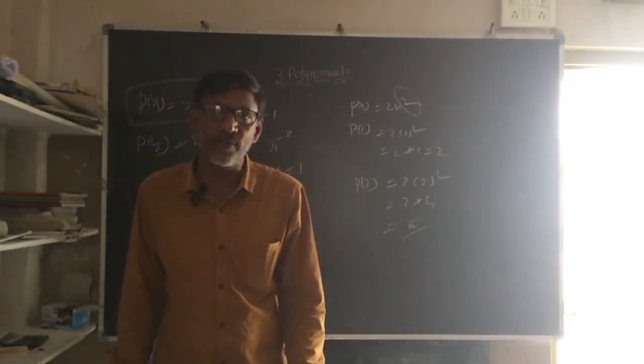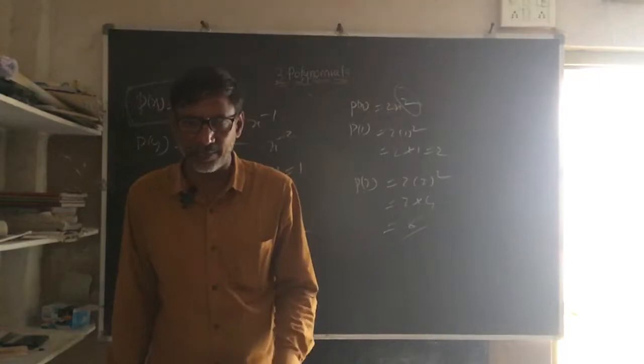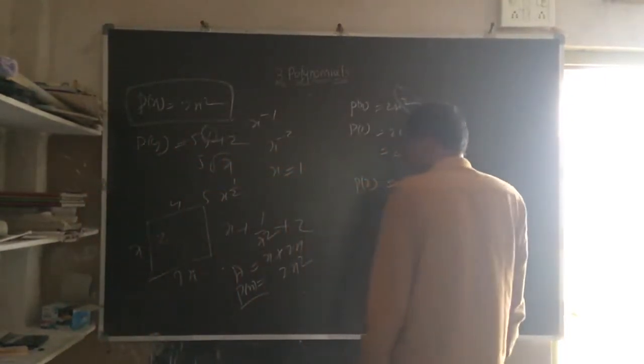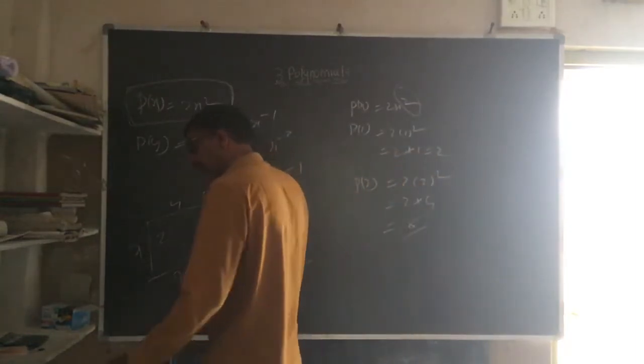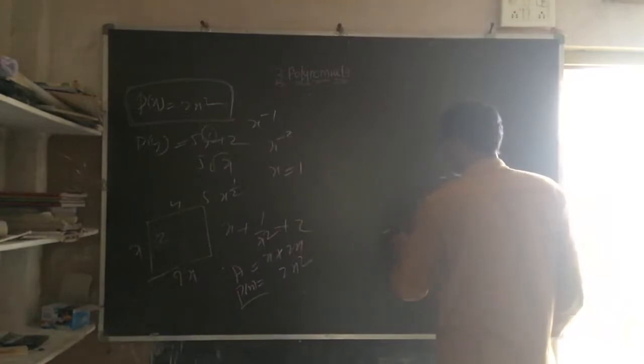How to define a polynomial's degree? How to define the degree of the polynomial? Let us suppose p of x is any polynomial in x. I will define the degree of the polynomial here.